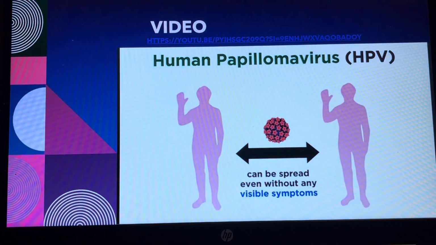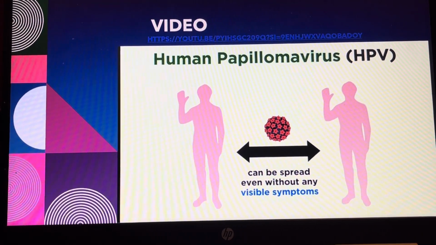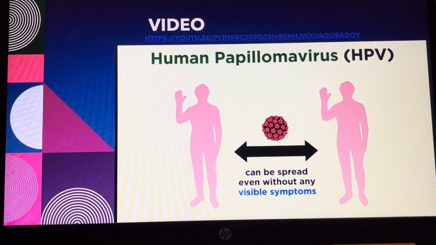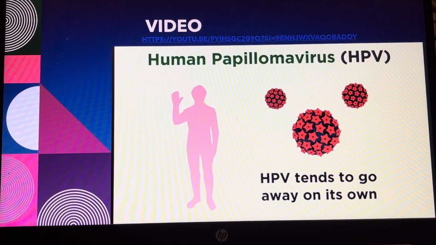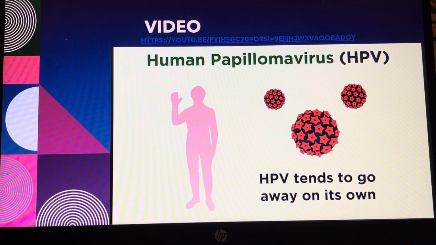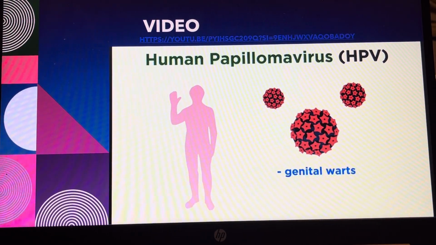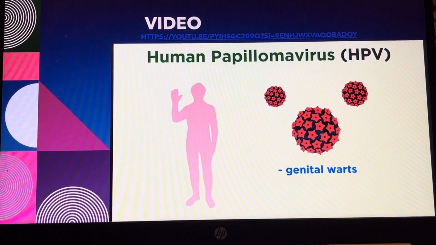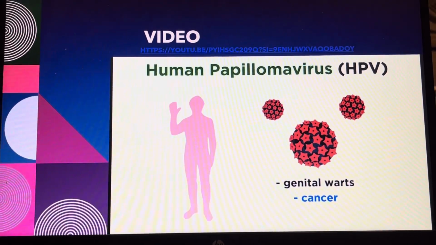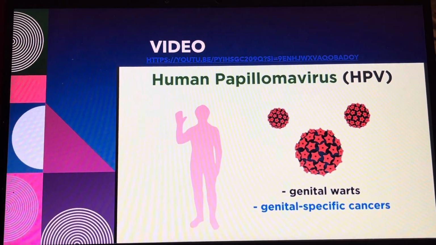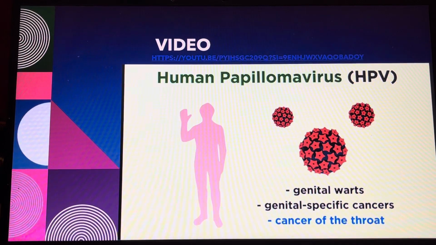Yet another thing that helps this virus spread so easily is the fact that a person infected with HPV can still pass the virus to someone even if they have no visible symptoms. In most cases, HPV goes away on its own without causing any health problems. But for those cases where HPV sticks around, it can cause either genital warts, which can be treated with prescription medication, or different kinds of cancer. In addition to cervical cancer and other genital-specific cancers, HPV can also cause cancer in the back of the throat.